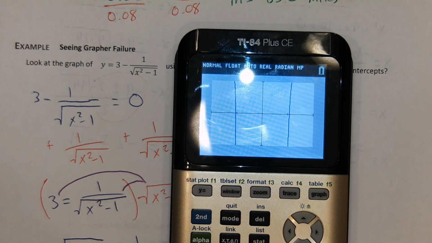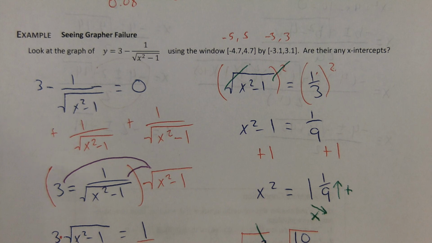So now you know. Do not always blindly trust the calculator. You have a brain. Use it.